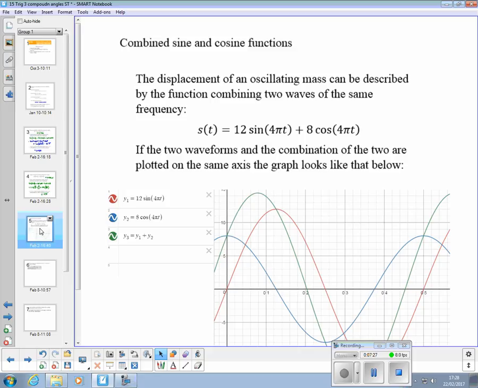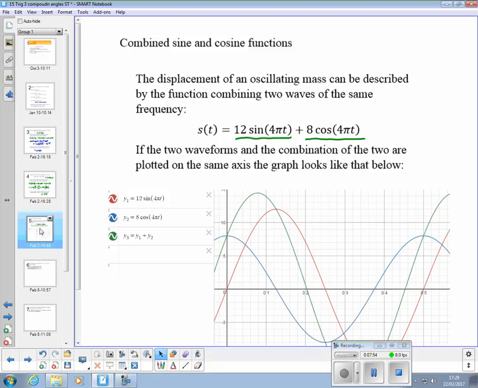A mass moving up and down can be described by a function combining two waves of the same frequency. So we've got a sine function, amplitude 12, 12 sine 4 pi t, and we're adding to that 8 cos 4 pi t. Because omega is the same in both of them, 4 pi.